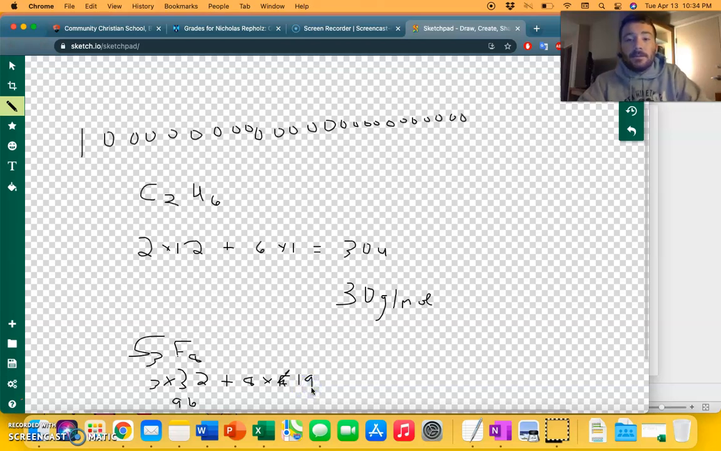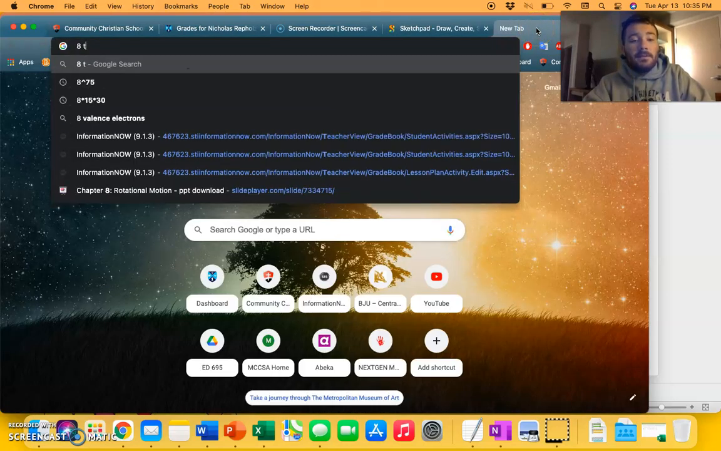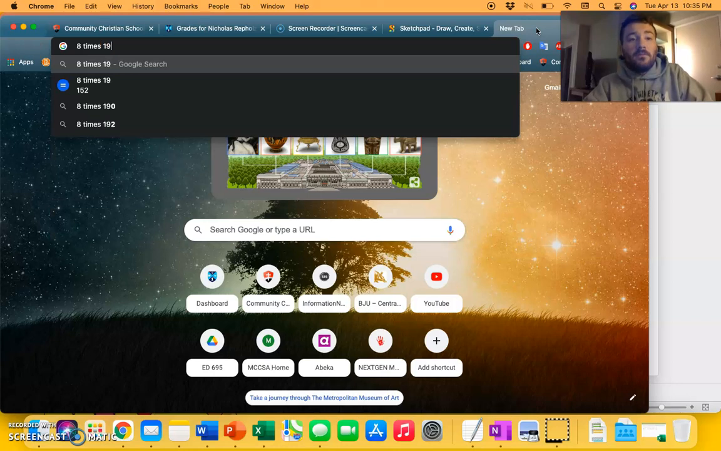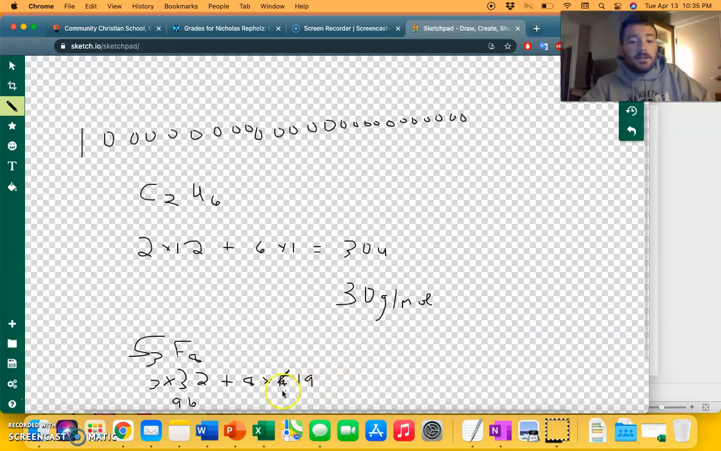And considering I don't want to do any crazy amount of math on the fly, I'm actually going to do 8 times 19, which is 152. How cool is technology? 96 plus 152 is 248 U. And so this trisulfur octafluoride here has a molecular mass of 248 U, or atomic mass units.